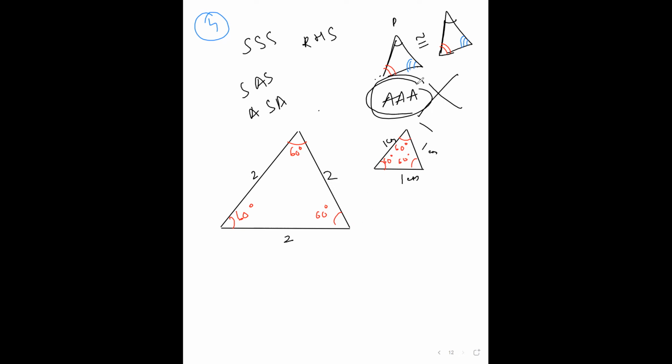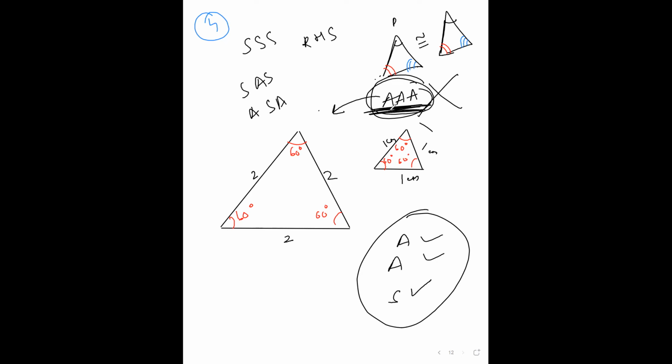At least one side should be there. If two angles and one side are there, then we can say so, but there is no such thing as an AAA rule. If you only have three angles that are equal, you can't say that they are congruent because the sides could be bigger or smaller. Understood? Yeah. Fine. Let's come to the fifth question.